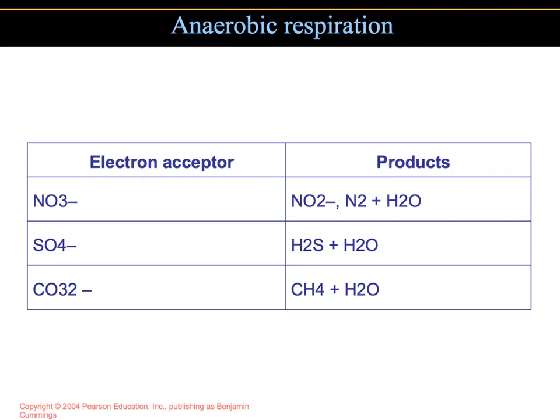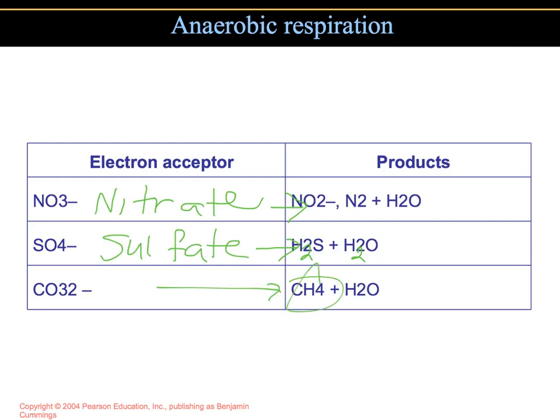Remember, it's anything other than oxygen. So in this case here, we have a nitrate ion, and the product would be a nitrate ion that's reduced to a nitrite ion. So here we have nitrite and nitrous oxide or nitrogen gas. Here we have the sulfate forming, eventually that forms the hydrogen sulfide over here. And again, remember, these are subscripts. And then here we have carbonate that forms methane.